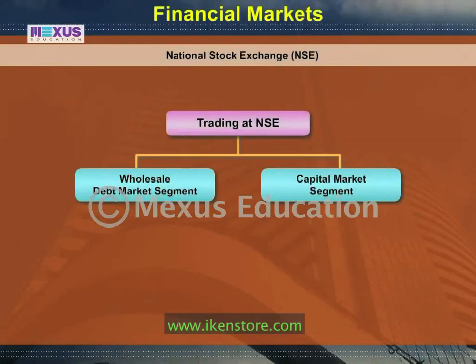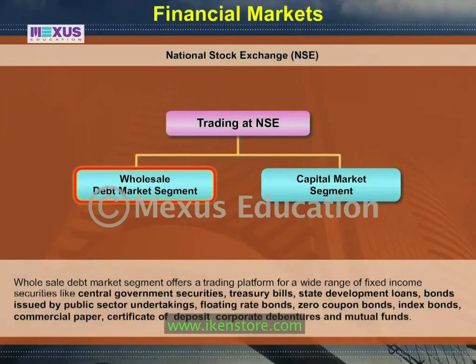Trading at NSE can be classified under two broad categories: wholesale debt market and capital market. The wholesale debt market segment offers a trading platform for a wide range of fixed income securities like central government securities, treasury bills, state development loans, bonds issued by public sector undertakings, floating rate bonds, zero coupon bonds, index bonds, commercial paper, certificate of deposit, corporate debentures, and mutual funds.